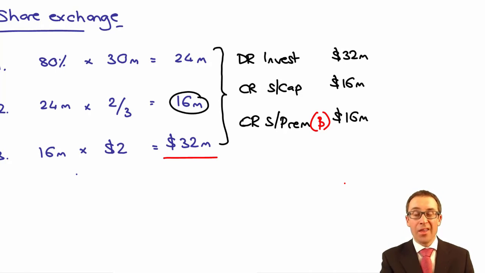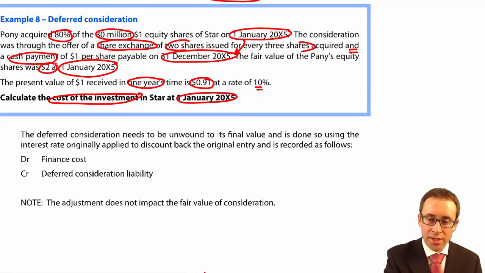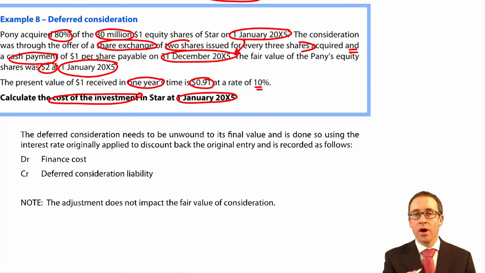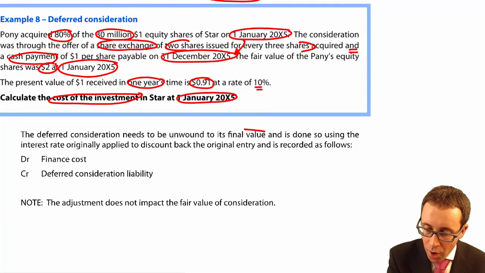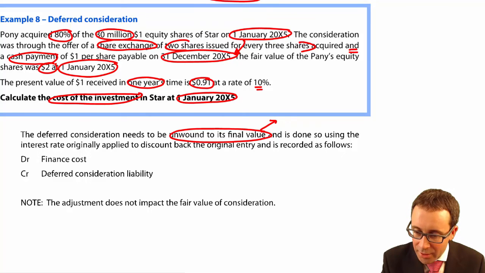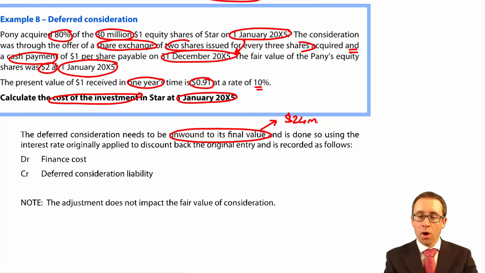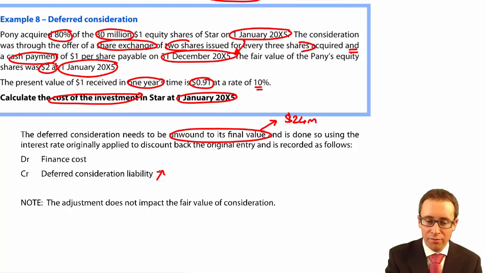The other bit, I suppose, that we can consider, pardon the pun, is just this little bit at the end. We know what the present value of the consideration was. We know it was 21.84 million, don't we? But we know it needs to be 24 million in 1 year's time. So what we have to do there is unwind that consideration to its final value. And its final value, we know, is $24 million, isn't it? So we're going to have to credit the liability to increase it to its final value.